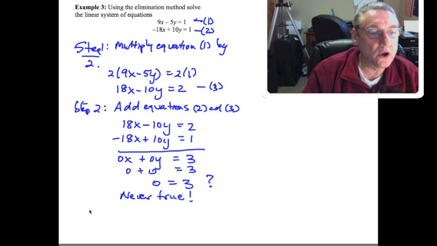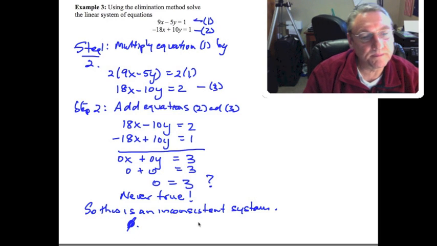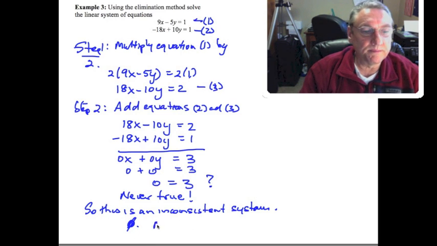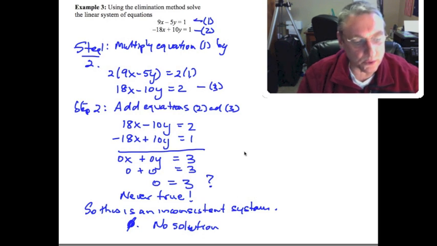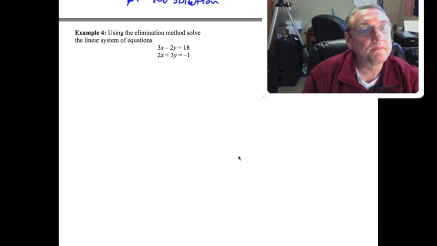So this is an inconsistent system. And so the solution is the null set. So there is no solution, because we have this inconsistency, that we know that 0 is never equal to 3. Alright, let's try another one.